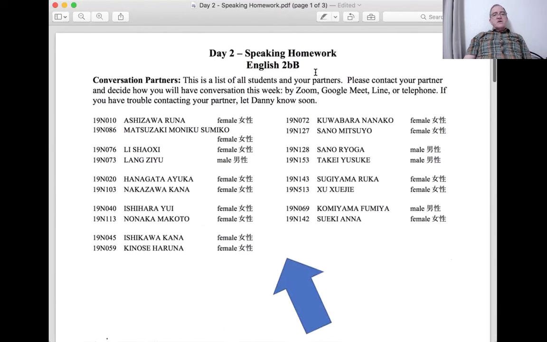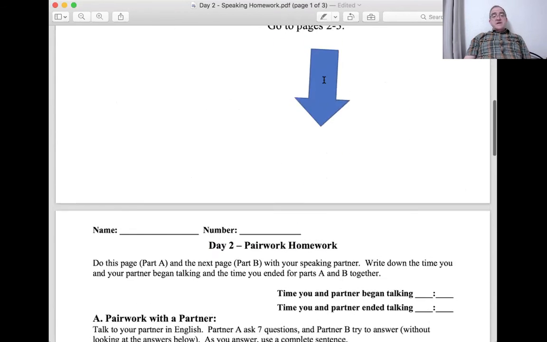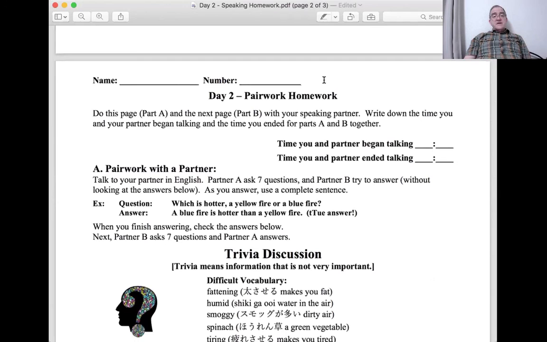Okay, so I want you to do these and then send this paper to me. But this paper is not due today. This paper can be sent to me anytime before 5:00 p.m. Monday, May 25th. Send it by Google Classroom. 5:00 p.m. Monday, May 25th is the deadline.